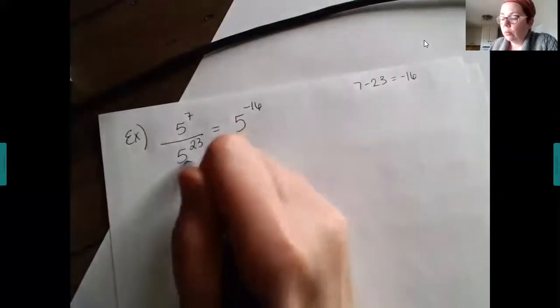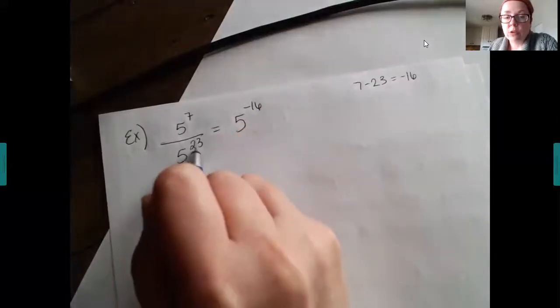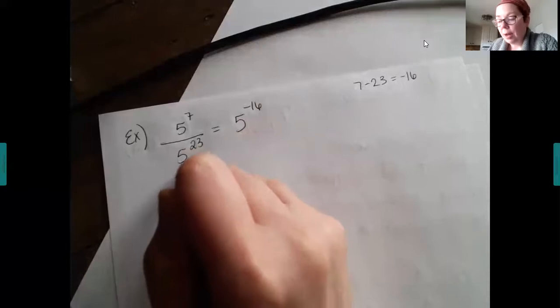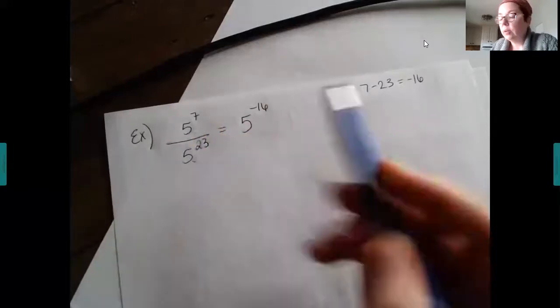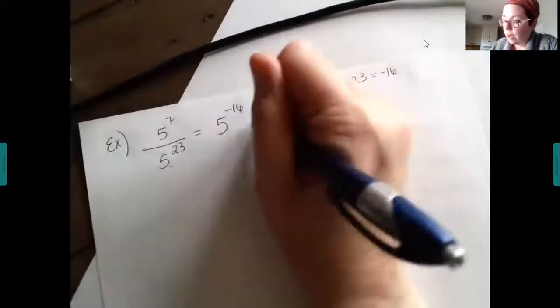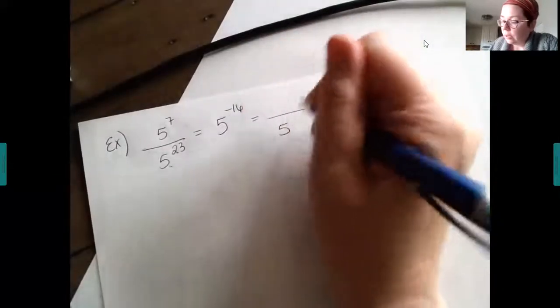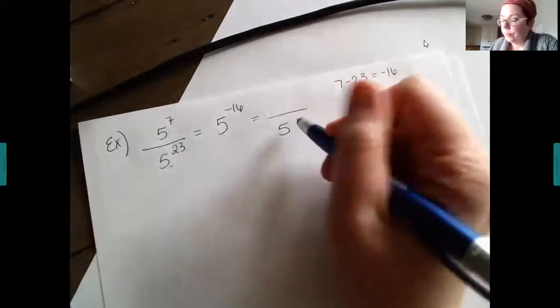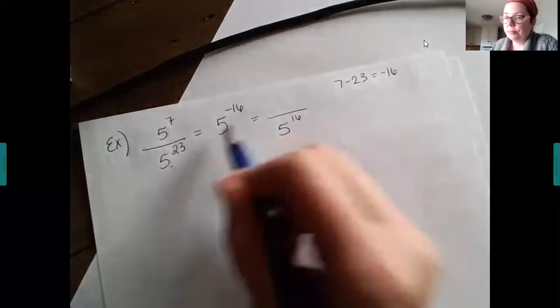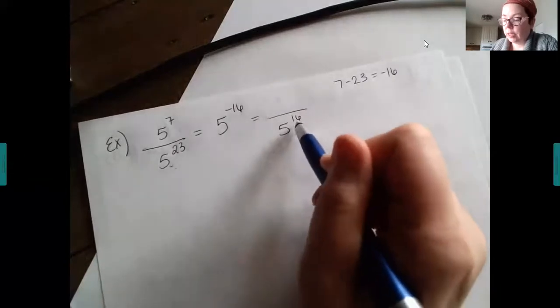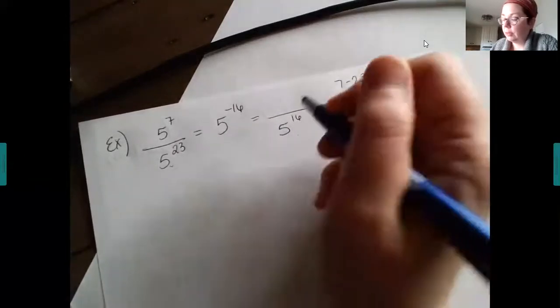So where are most of my 5s at? I have 23 5s on the bottom and only 7 on top. So I have more 5s in the bottom. So my answer for my 5 is going to stay in the bottom. So if you move something from top to bottom, you change the sign. You got to move it to make it positive.